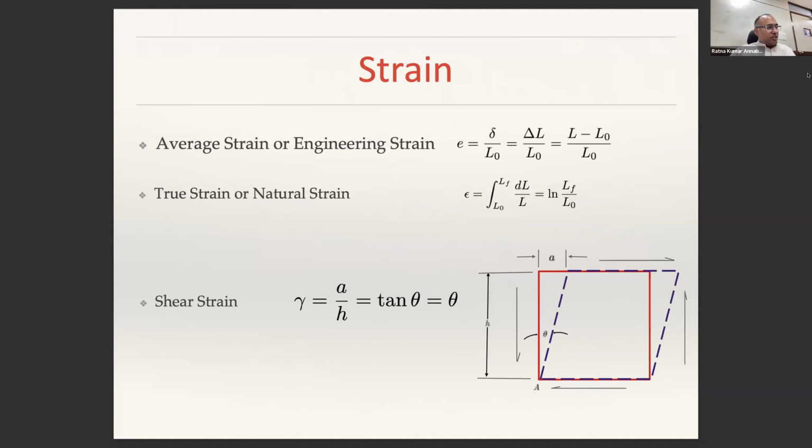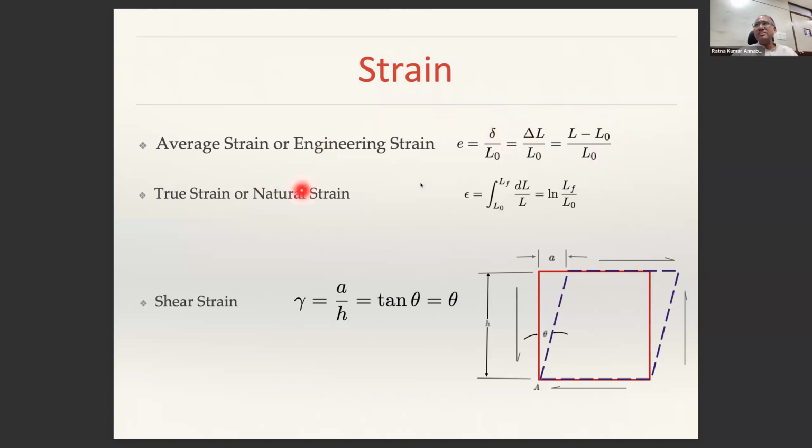Now we will start defining another important quantity called strain. As we have learnt in our undergrad classes, average strain or engineering strain is given by change in length, that is delta, divided by original length L naught. So delta is the change in length, that is delta L, the displacement, divided by L naught, where delta L is the final length minus the initial length. That is your engineering strain. So change in length over original length is your engineering strain.